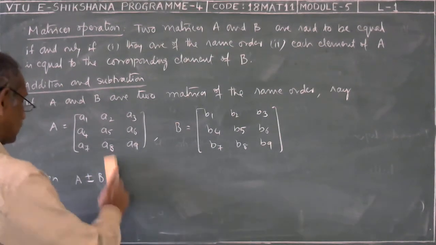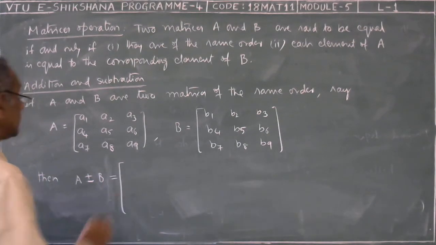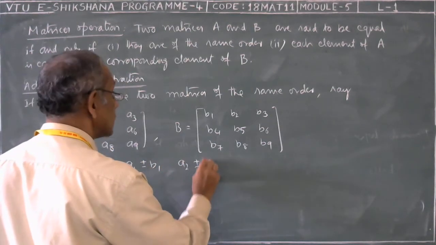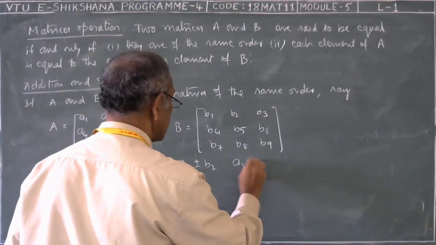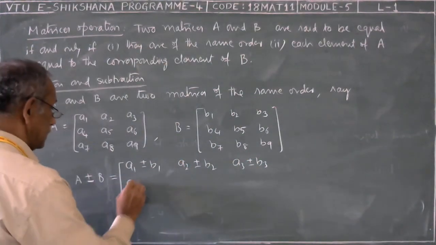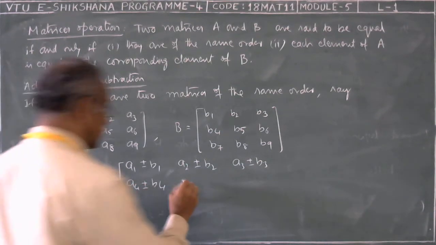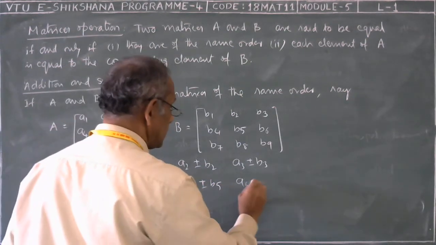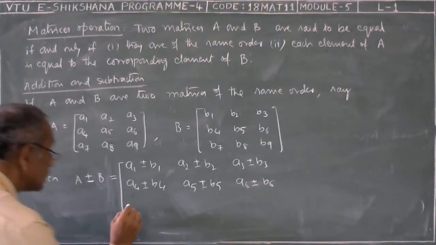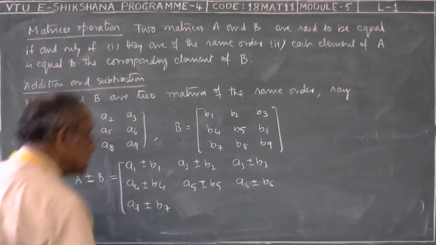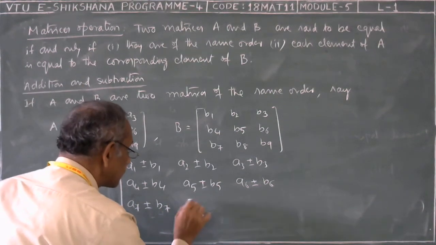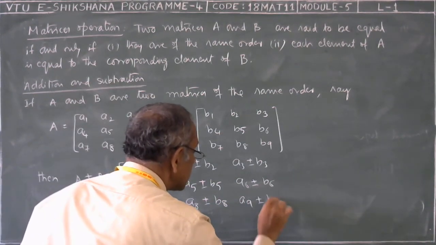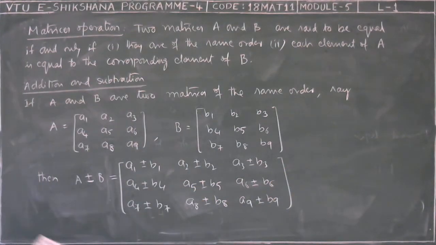So A plus or minus B is equal to A1 plus or minus B1, A2 plus or minus B2, A3 plus or minus B3, A4 plus or minus B4, A5 plus or minus B5, A6 plus or minus B6. Similarly, A7 plus or minus B7, A8 plus or minus B8, A9 plus or minus B9. So all these additions and subtractions are required.